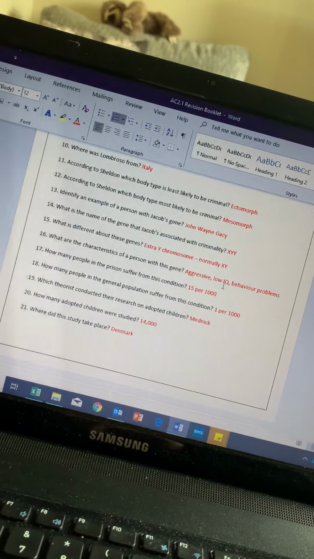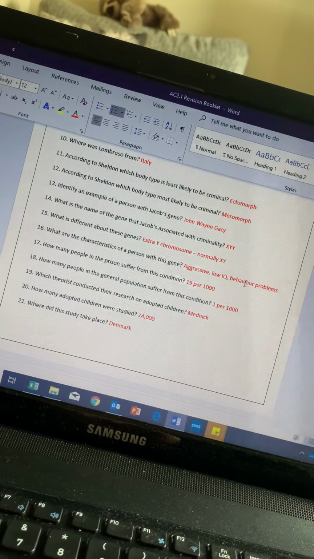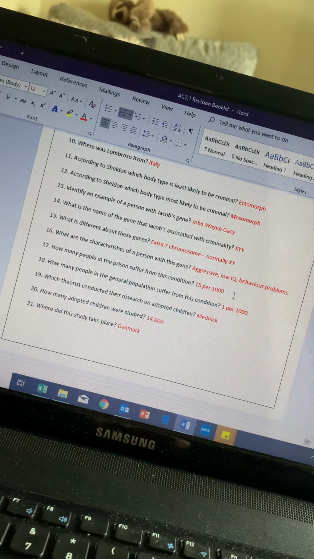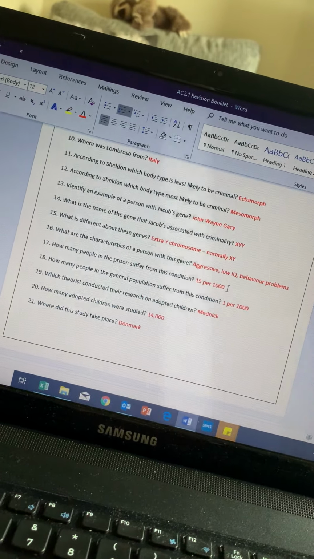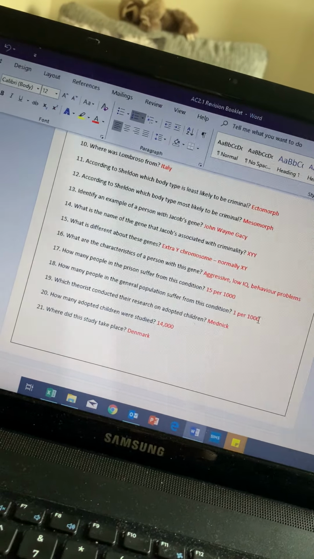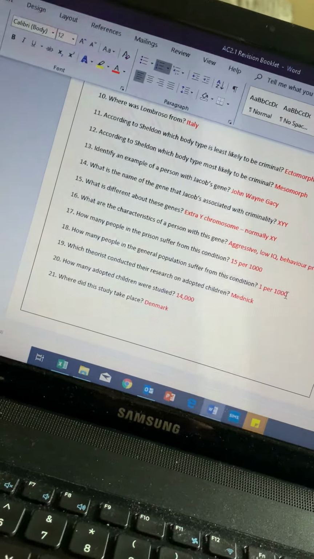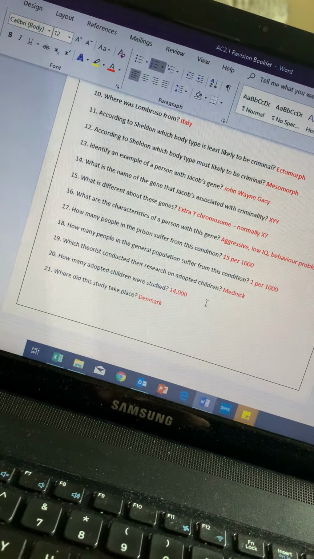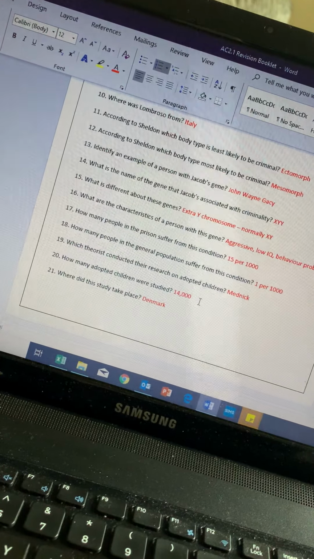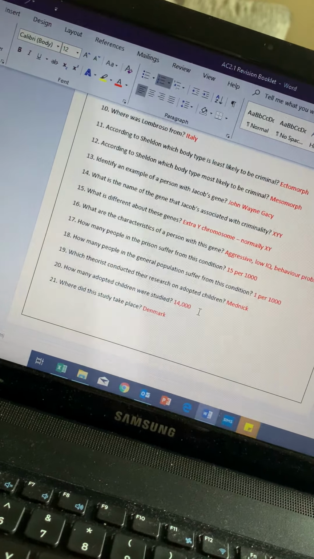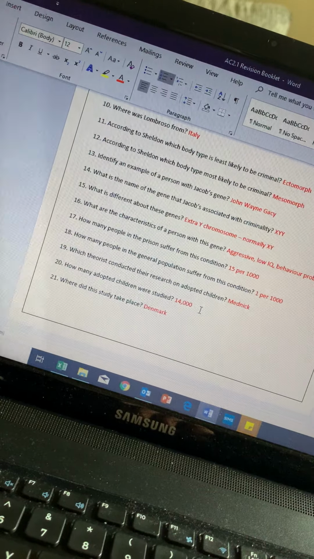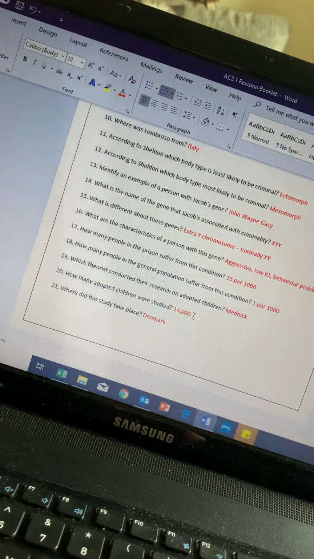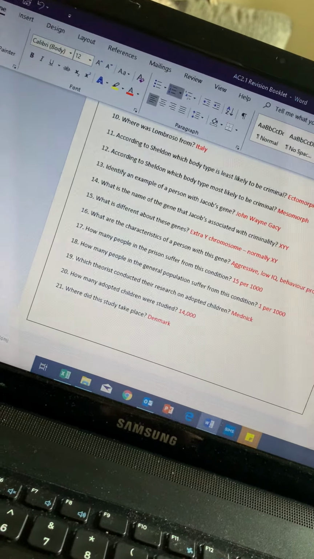The characteristics, again, you could have had any of them. I've gone for aggressive, low IQ and behaviour problems. How many people suffer from this condition? 15 per 1,000 in the prison, and in the general population it's 1 per 1,000. Adopted children, who conducted the research? That's obviously Mednick. Again, there's different numbers in each textbook, okay, but I would definitely go for the 14,000 mark if I were you, because that's the one the endorsed textbook says, so that's just the best number to go for. And the study took place in Denmark.